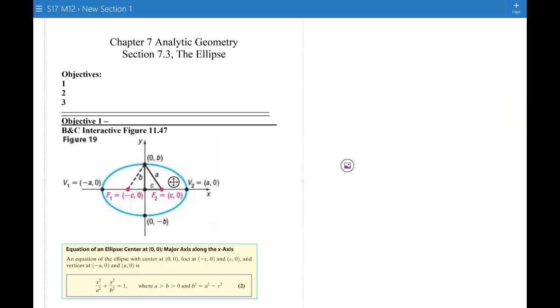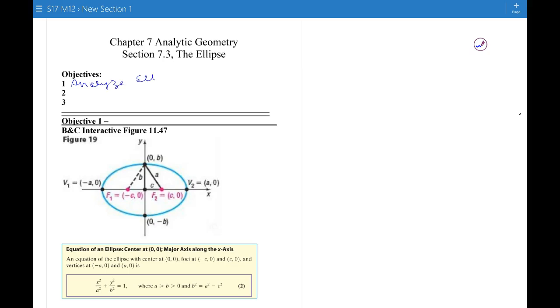So back to Chapter 7, Analytic Geometry. And now we're going to learn about the ellipse, which is another one of the conic sections that we are going to study. So let's learn about ellipses. That's the plural. So we're first going to analyze ellipses.